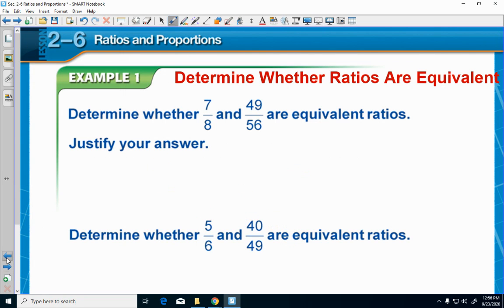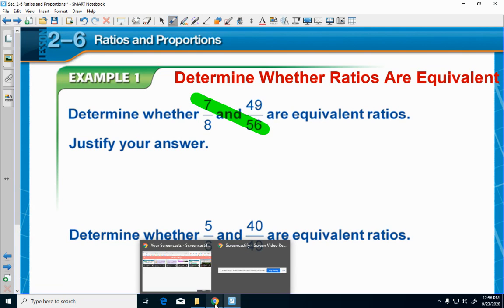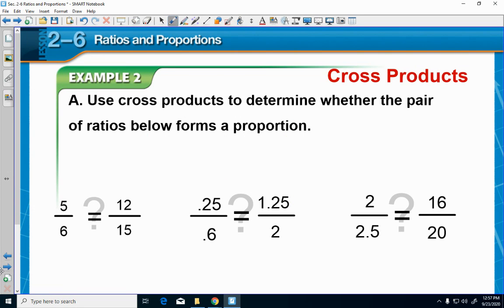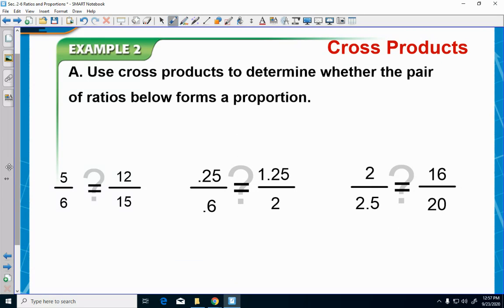So if I came back here for a second, we said yes, that these two were equivalent fractions, correct? What is 7 times 56? 392. Take a wild guess what 8 times 49 is. Do you really need to write 392? That's where this idea of cross multiplying and dividing comes from. Your cross products, or your diagonals, or these means and extremes, are actually two equivalent statements, two equal statements. It's what allows us to find quickly whether or not something forms a proportion.